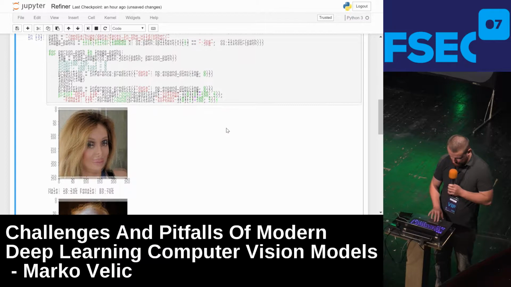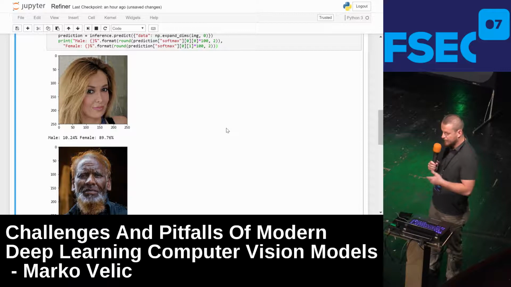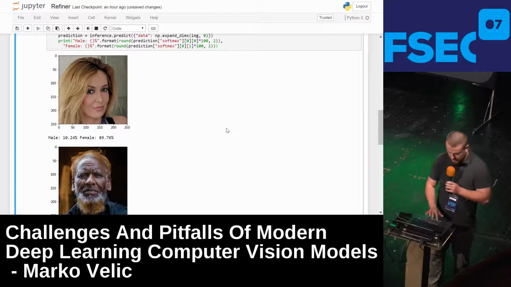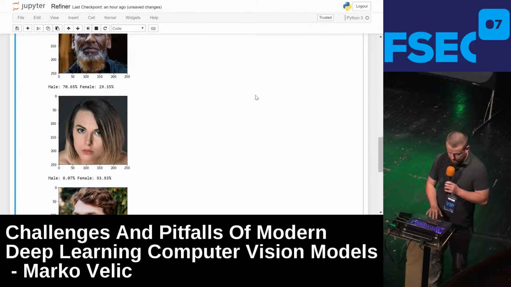Just to explain, for a binary classifier, if some class is above 50%, then we designate it as that class. So you can look at these numbers as probabilities, although I would not recommend so. So the first image was well classified, so it's a female. The second image is a male. The third image was classified as female, and the fourth image was classified as male.